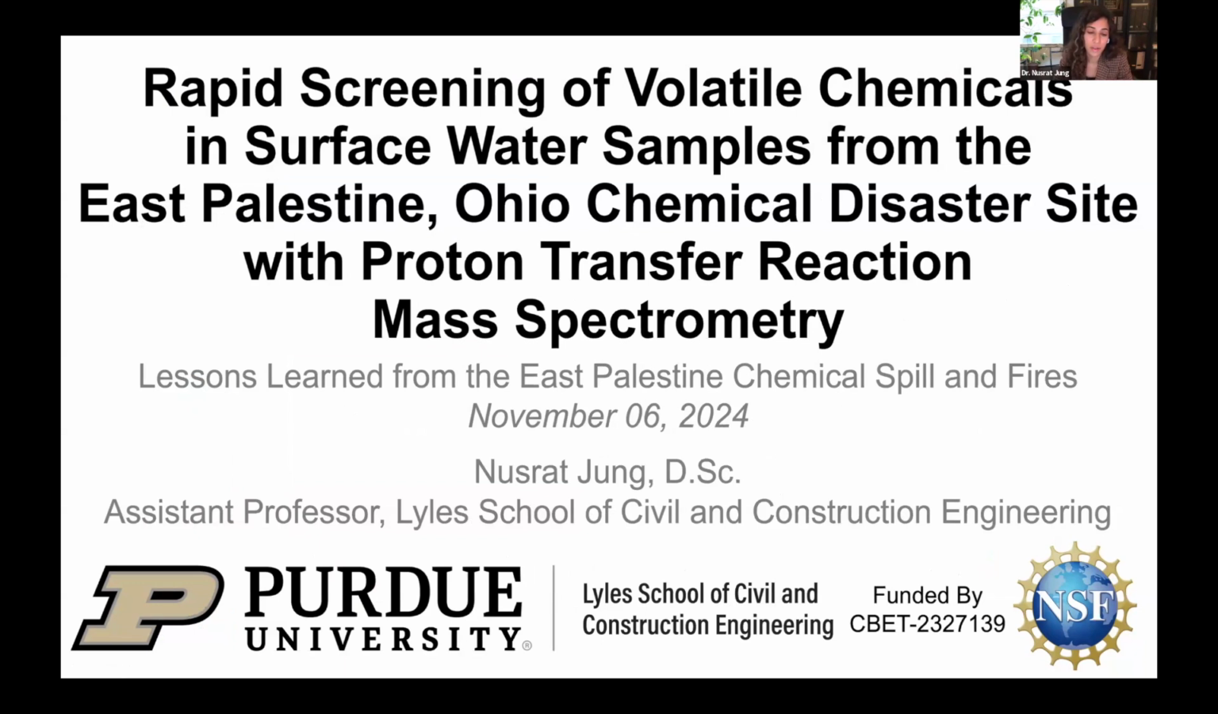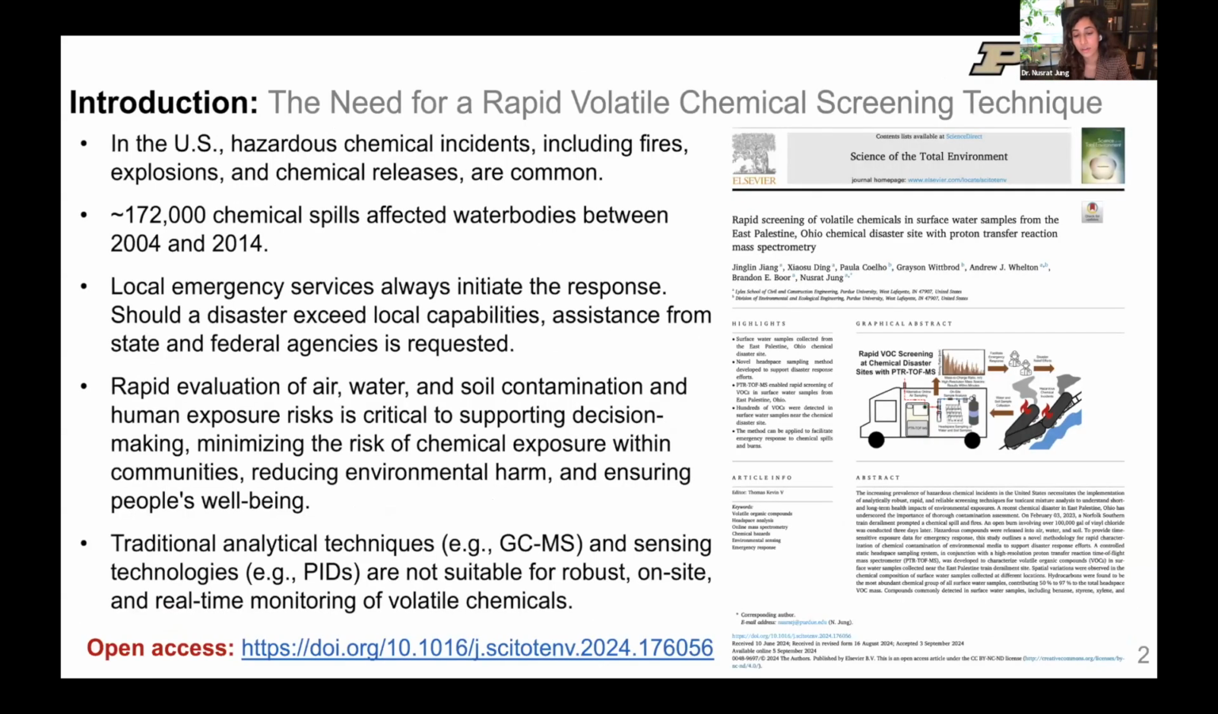My presentation will focus on sharing a novel screening method that we have developed to rapidly detect volatile organic compounds in water samples to support decision-making during the case of a disaster, and the intent is to protect public health whenever such a situation occurs. So this brings us to a question as to why do we need a rapid volatile chemical screening method?